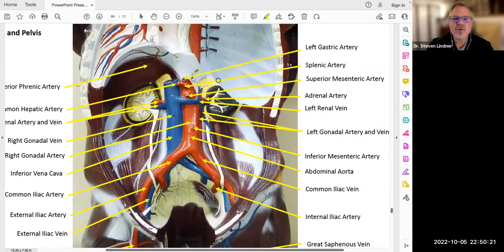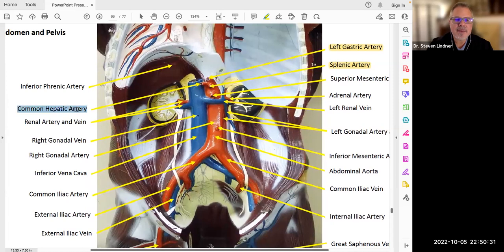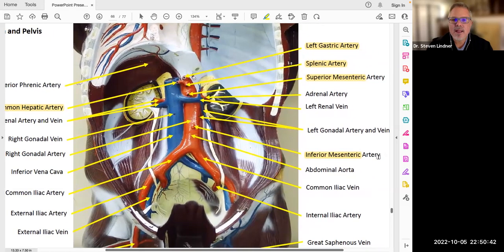Here's the celiac trunk. So you can see the left gastric artery here. You can see the splenic artery here. And then we can see the common hepatic artery. Those are the three off the celiac trunk. Then there's a superior mesenteric, an inferior mesenteric artery. Those are off the abdominal aorta.